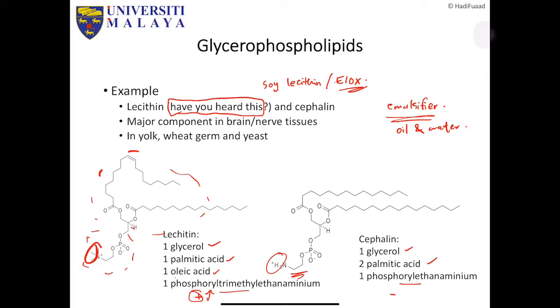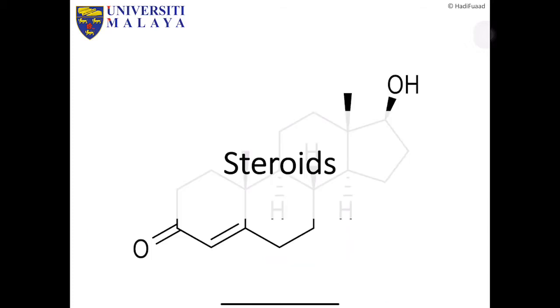And then, what's the second difference? You have an oleic acid over here, which causes a kink in the structure. So you know that lecithin is more fluid-like compared to cephalin. I'm not saying that cephalin is not liquid, no, but it is more viscous compared to lecithin. That's something you can ponder by looking at the structure of any molecule. All right, so that's it for glycerophospholipids.